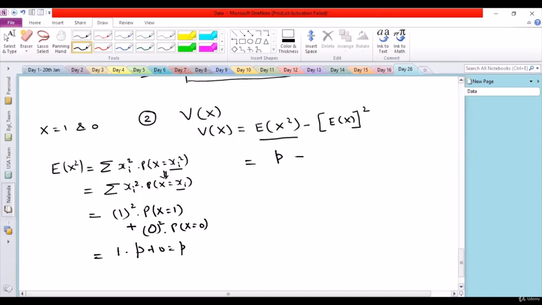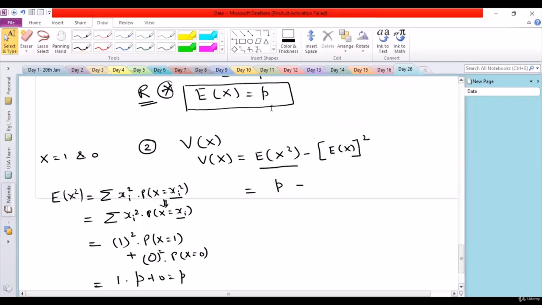So this value becomes P minus the expected value of x, which we derived here, whole square. This is nothing but P minus P square. So I take P common, then this becomes P into 1 minus P. So the variance of x for the Bernoulli distribution is this.